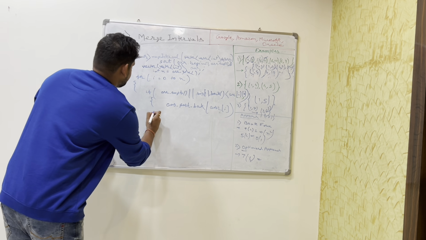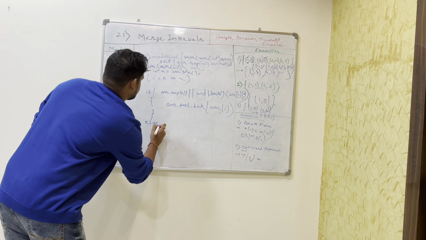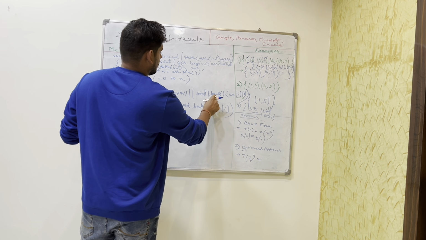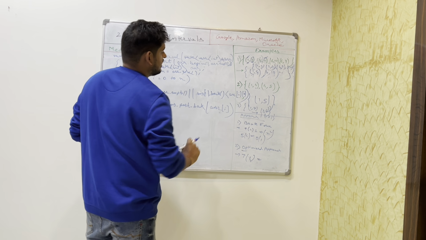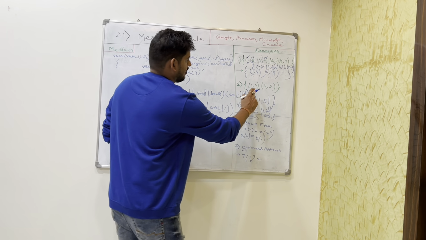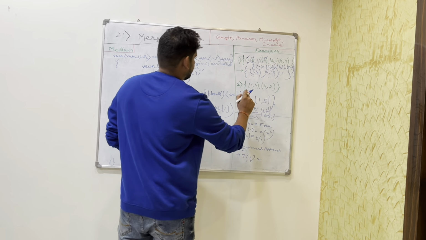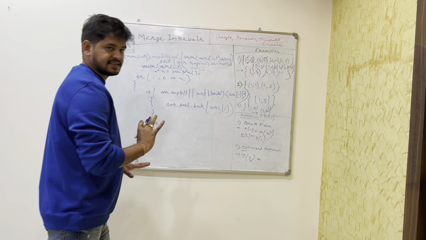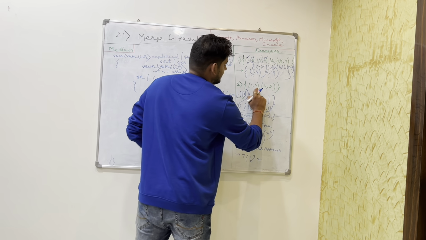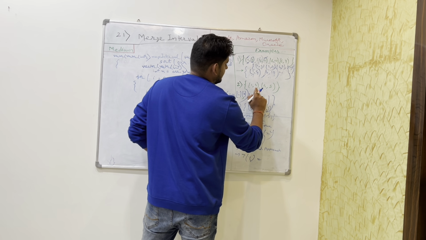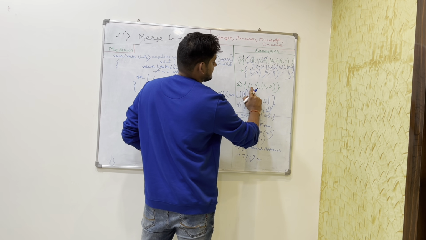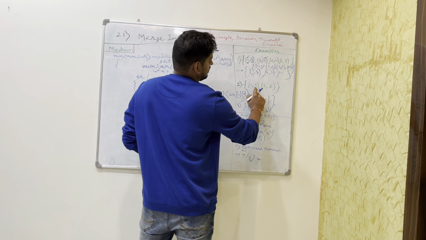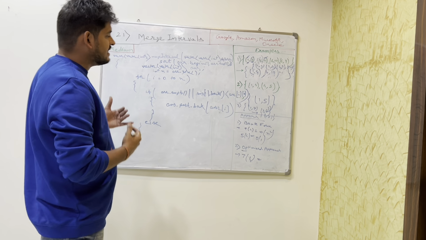Fine. If that is not the case, if suppose this value, answer dot back, is actually greater than, for example, here 1 comma 4 or 4 comma 5, this 4 is actually equal to this 5. If that is the case, then what do we do? We modify this value, right? We take the maximum of this and this, right? So this and this, because the end value will always be greater than the starting value, right?